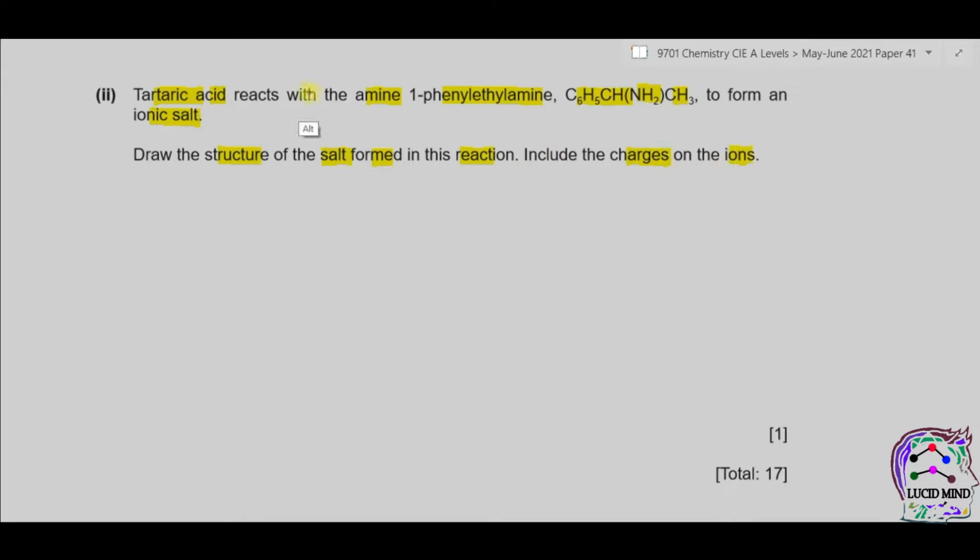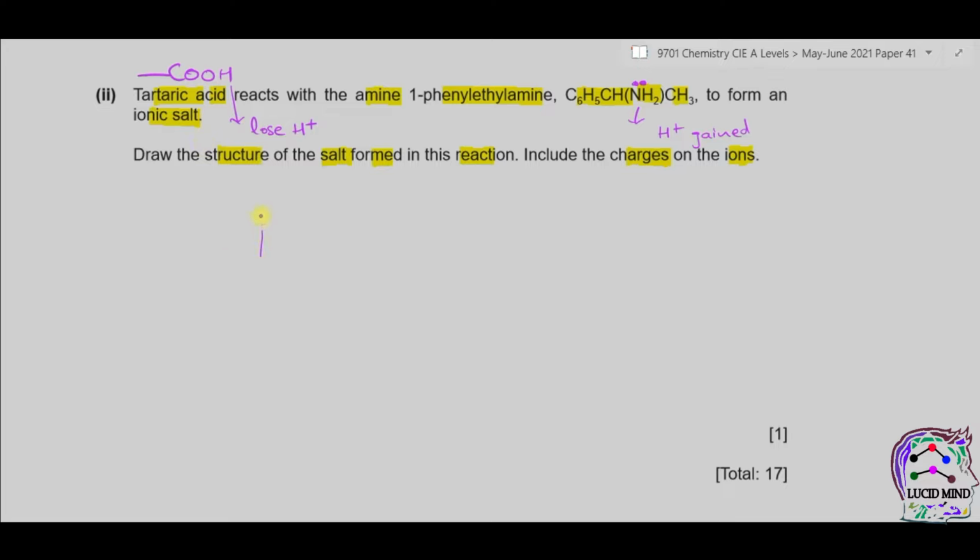Now we can see that in tartaric acid we have carboxylic acid functional groups, and in 1-phenylethylamine we have NH2. In NH2 we have a lone pair on nitrogen, so it can gain a proton. And the carboxylic acid, as it is an acid, can lose H+. So now charges will develop, one will become negative, the second will become positive. Due to electrostatic forces of attraction between positive and negative, it will form an ionic salt.